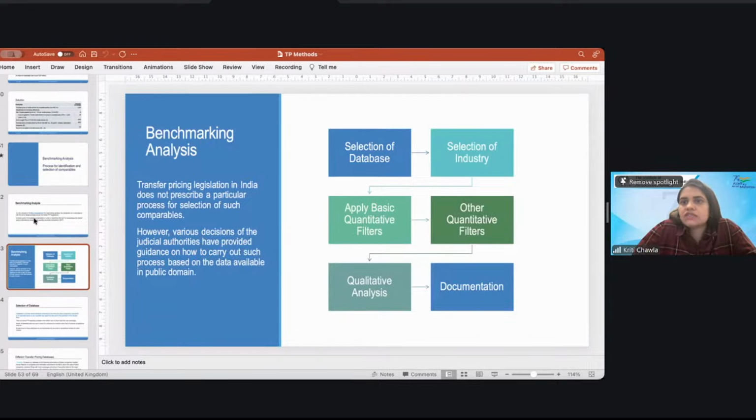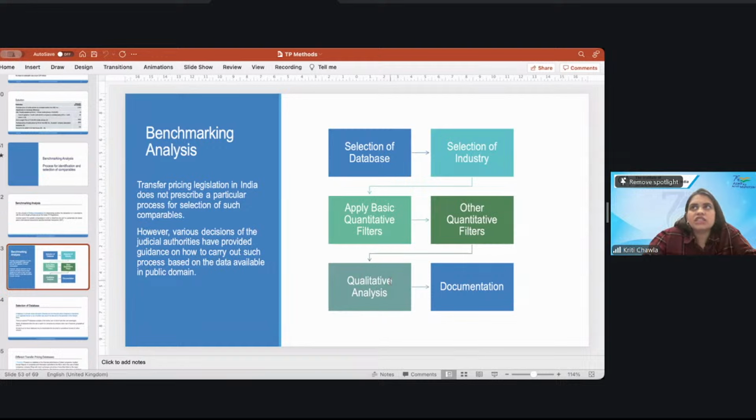Now, if you look at transfer pricing regulations in India, they do not really prescribe a particular process for selection of comparables. It's not like the transfer pricing regulations say that this is what you have to do, these are the steps. I've written the steps here, and this is not what the transfer pricing legislation in India actually says.